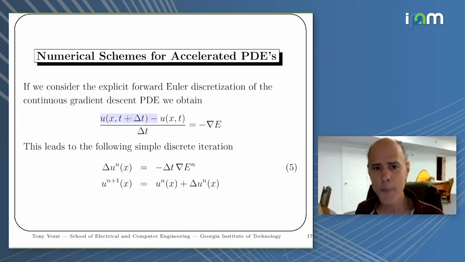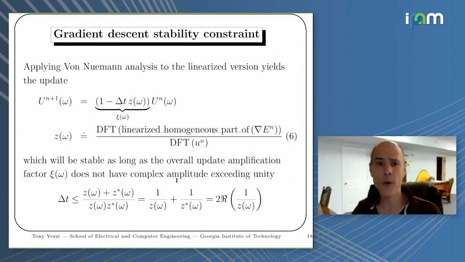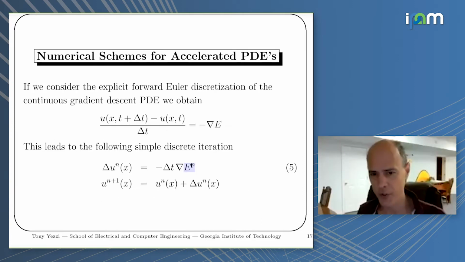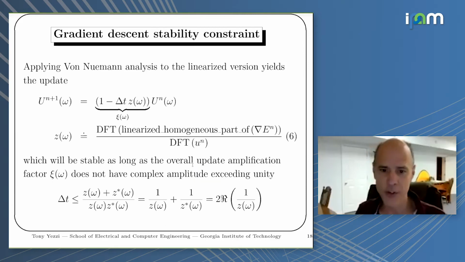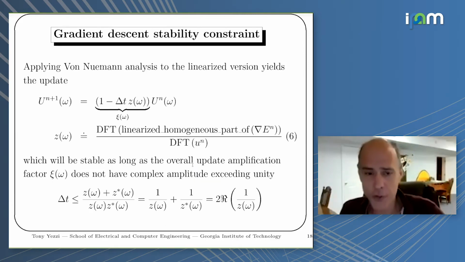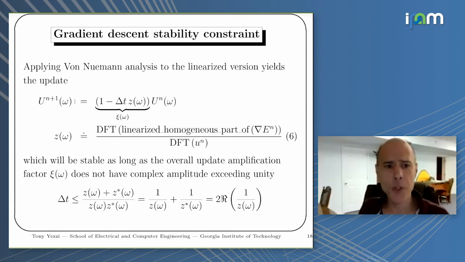But focusing on the time derivative here, if we just do a simple forward Euler discretization of the continuous gradient, then we get the following kind of discrete evolution. The increment of u at each point x is going to be our time step times our estimate of the gradient. So we have to discretize this somehow as well. And now, if we do a Fourier analysis, a von Neumann analysis, of course that assumes that we can linearize this. So assuming you can linearize this, if it's not already linear, then you can apply von Neumann analysis to this update scheme.